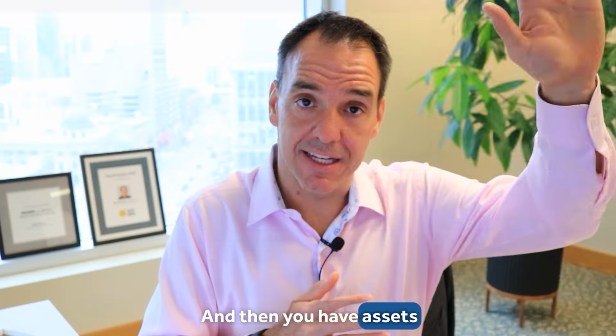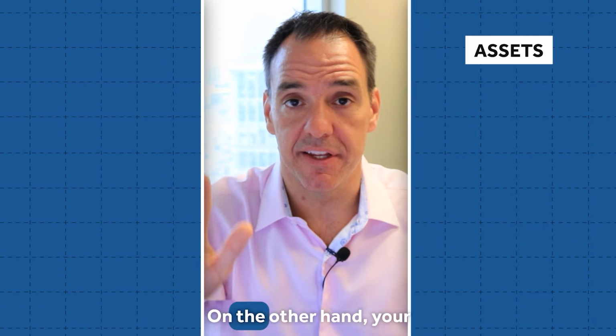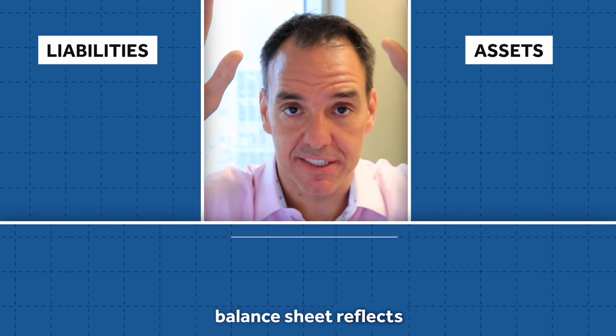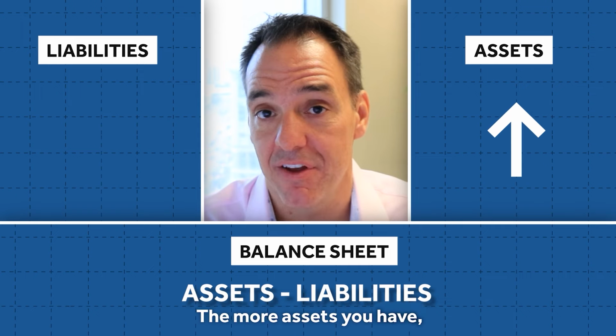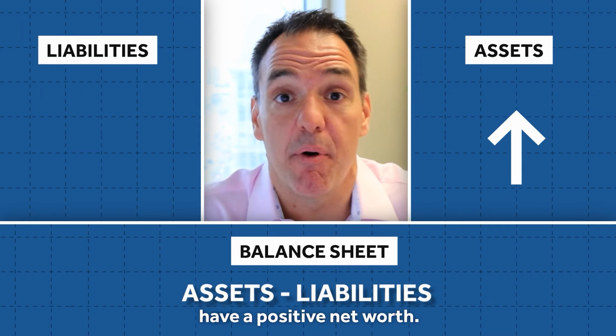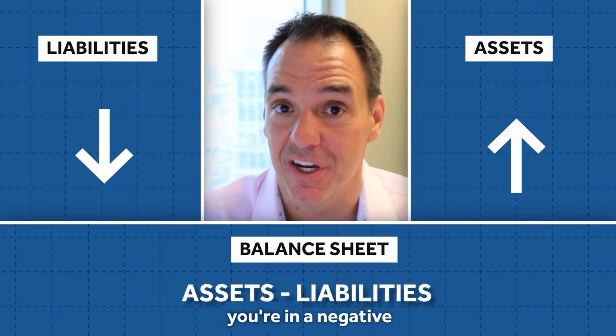And there you have it. Assets on the one side, liabilities on the other, and your balance sheet reflects assets minus liabilities, and your net worth will be the difference. If you have more assets than liabilities, you have a positive net worth. And if you have the opposite, you're in a negative net worth.